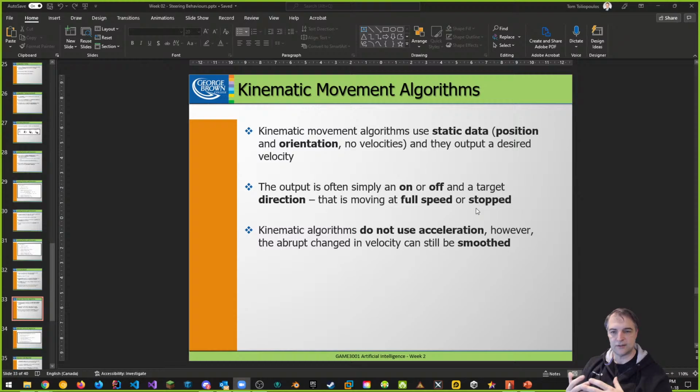And using eases, like an ease in or an ease out, or a smooth step algorithm, what it does for us is it creates nicer looking motion as opposed to abrupt, we're moving at 100% speed or zero. You know, that's the kind of stuff kinematic motion is known for mostly.